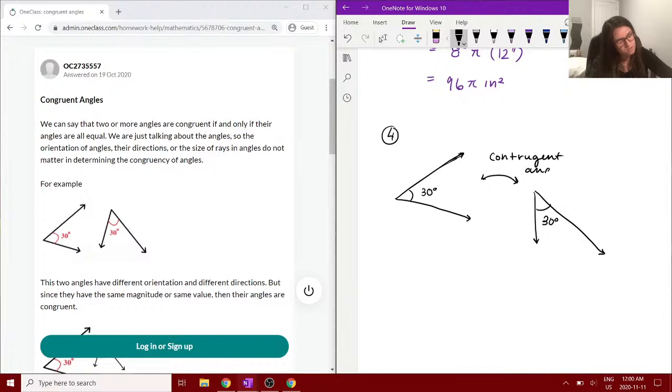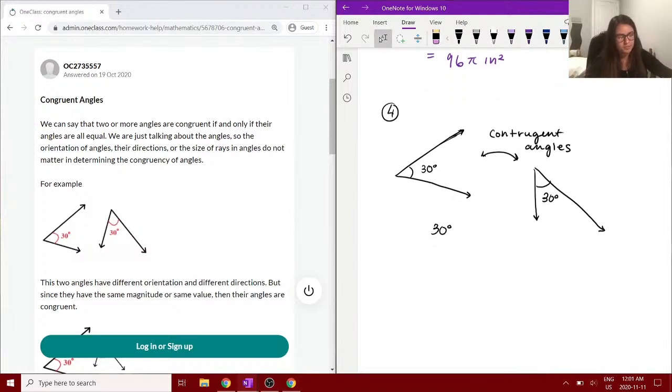Congruent angles. So a congruent angle is basically just two angles that have the same measurement or magnitude, so they're both 30 degrees, but they do not have to have the same ray or vector or line lengths, and the orientation of these two angles. As you can see, the two lines for the first one are like this direction, the other one's flipped, so it doesn't matter what orientation they are, they are considered congruent angles. Okay.